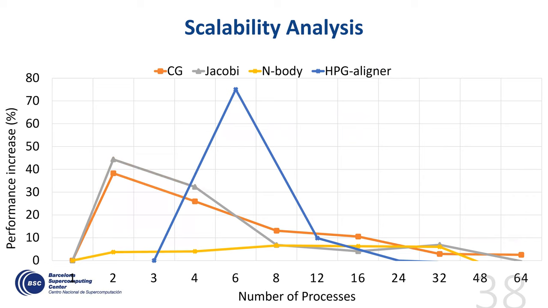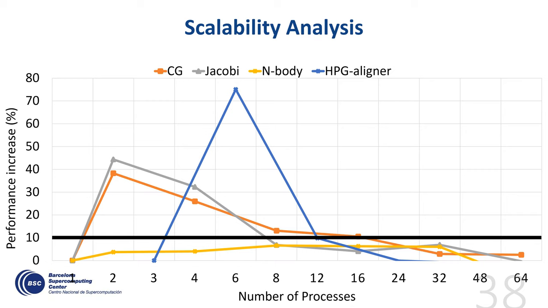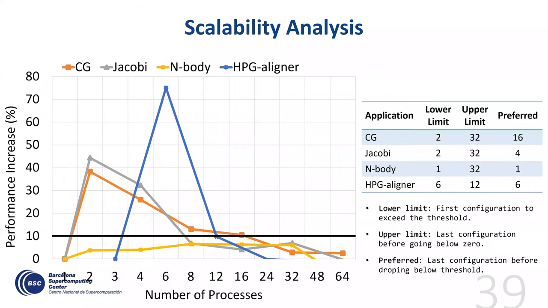We did this test for all of them, and we can see that they have different behaviors. And we also added the embodied simulation here, a version that scales poorly, to have more variety in the workload that we will generate after. To define the lower, upper, and preferred configurations, we defined a threshold on the 10% scale. So the configuration of these applications is like this.